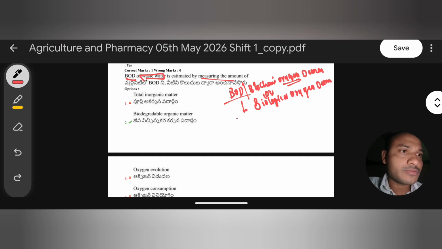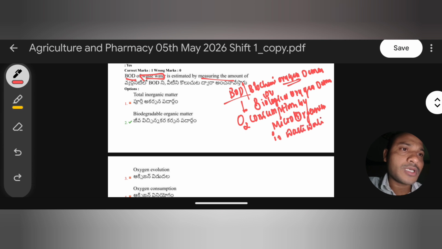Generally, BOD is estimated by measuring how much amount of oxygen is consumed. Important here, it is measured by oxygen consumption by microorganisms in wastewater or sewage water. So this BOD value we can measure by the rate of oxygen consumption by microorganisms in wastewater or sewage water, and we call it BOD, biological oxygen demand.